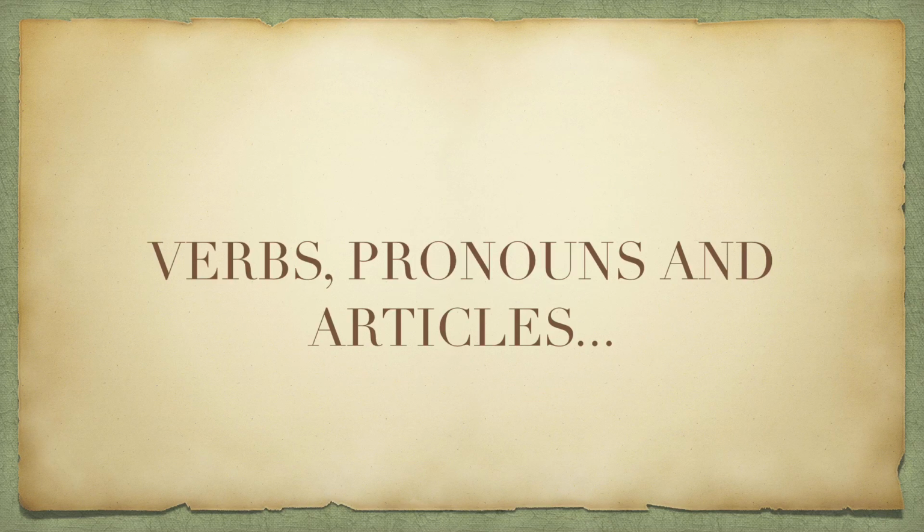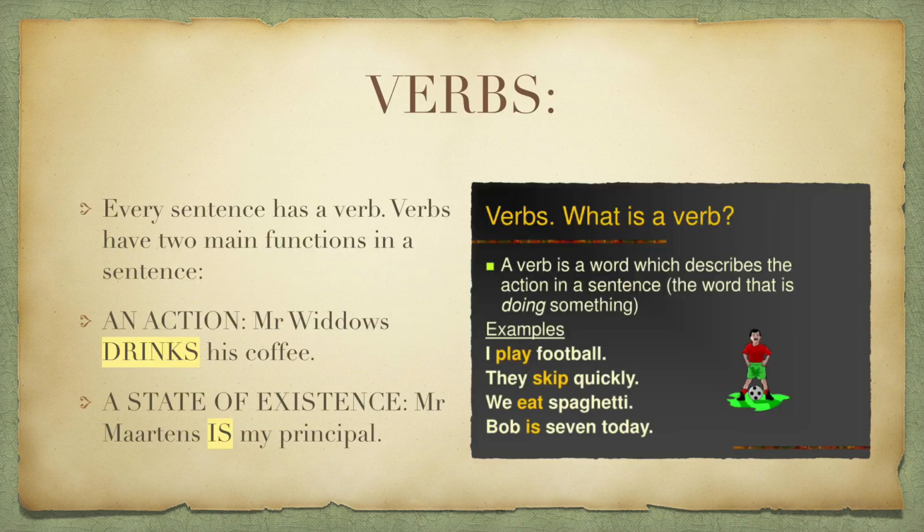For today's lesson, we are looking at verbs, pronouns, and articles. We will first look at verbs. By now, you should know that a verb is a doing word. It describes an action that is taking place in a sentence. Every sentence has a verb.